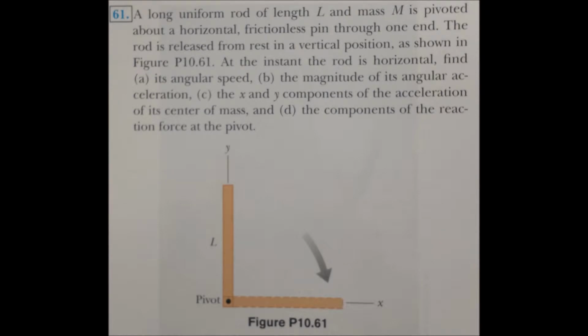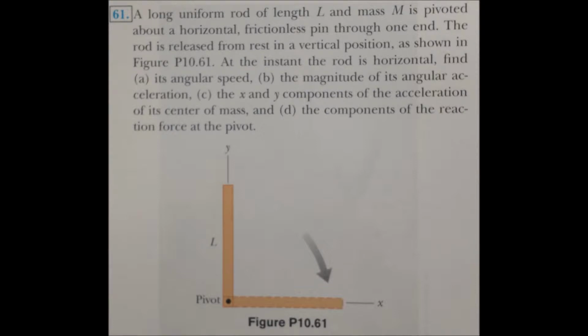Chapter 10, Problem 61. A long uniform rod of length L and mass m is pivoted around a horizontal, frictionless pin through one end. The rod is released from rest in a vertical position, as shown in Figure P10.61. At the instant the rod is horizontal, find A.